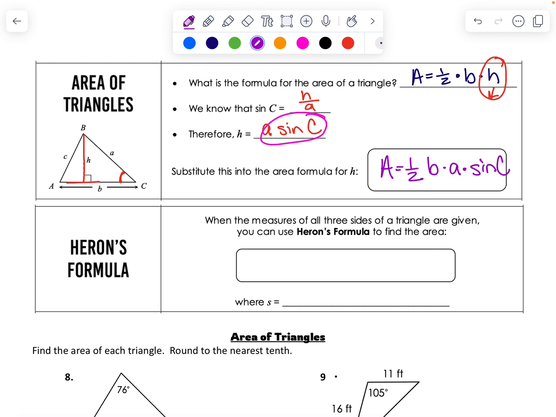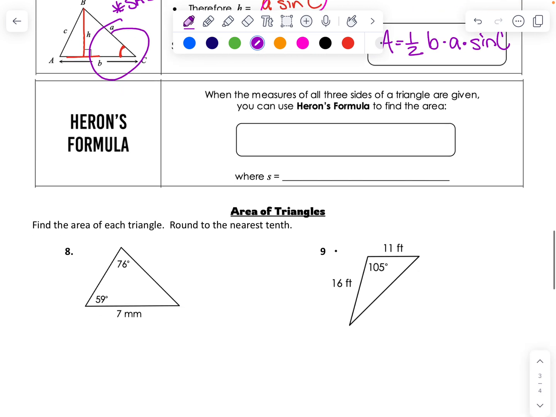So what does that really mean? When I have a side angle side relationship, when I know those three pieces of information, I can find the area of that triangle. Okay, so if I look at number 8, can we get to a place where we have side angle side? I'm going to start with number 9 first because that one is set up for us. We have side angle side, so it's good to go.